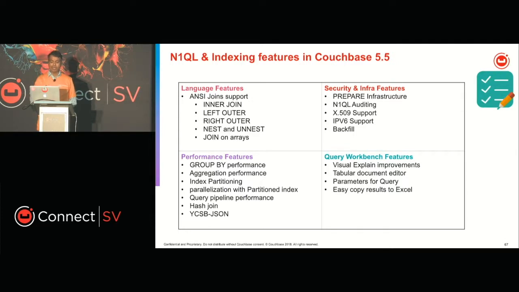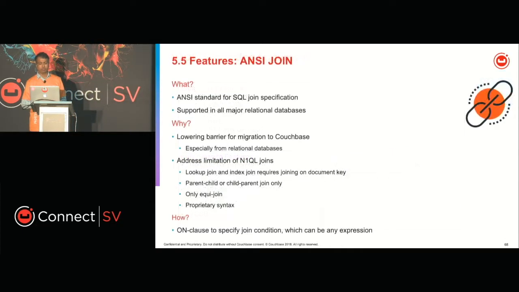And we added N1QL auditing for security, as well as support for IPv6 and X.509. And Visual Explain has been improved. Tableau, document and parametric wise, everything has improved. Okay, let me talk about two features. If I cover them, I think the rest of them will follow.